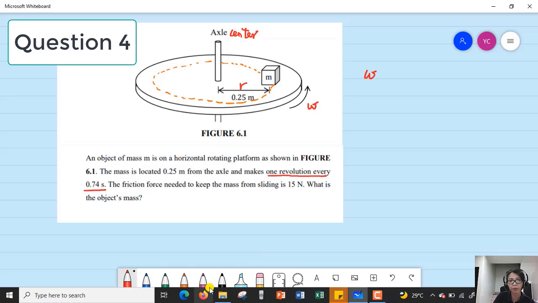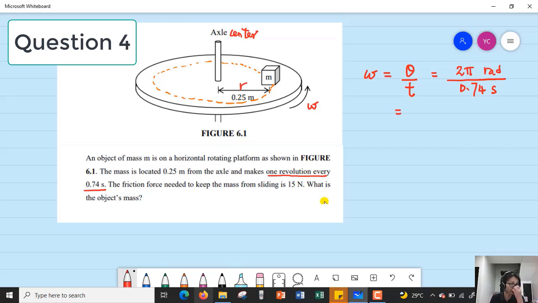So angular velocity is angular displacement divided by time taken. We know that we complete one revolution within 0.74 second. One revolution, changed to radian, is equivalent to 2 pi radian. And the time taken to complete one revolution is 0.74 second.